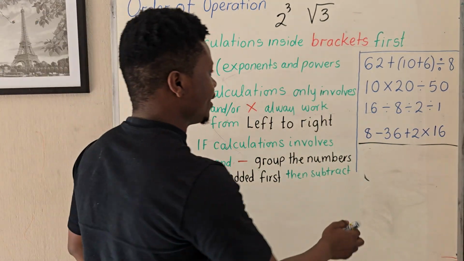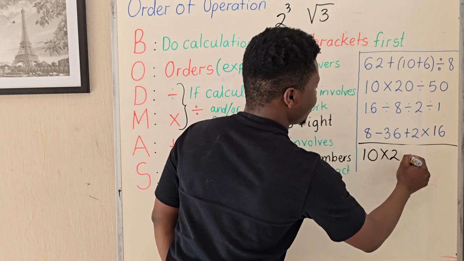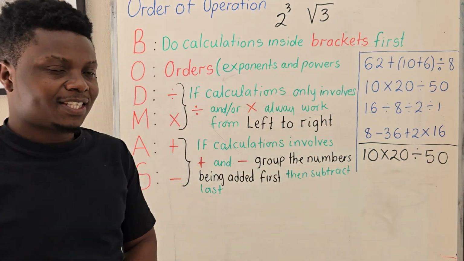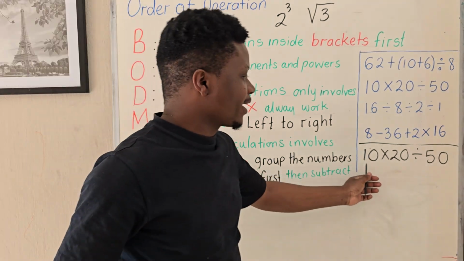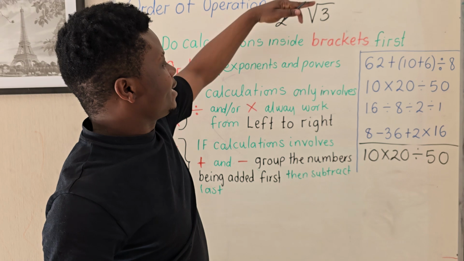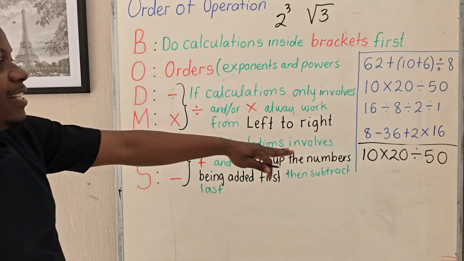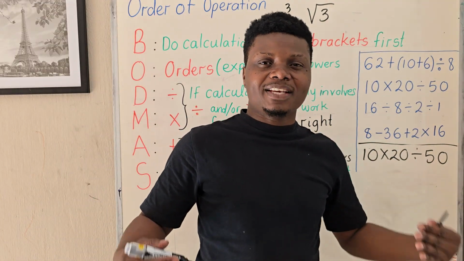How about we have another sum that says 10 times 20 divided by 50. First thing first, you always have to check, do calculations inside the brackets, no brackets. Orders, exponents and powers, no exponents and powers. Do I have division? Yes. Do I have multiplication? Yes. So that's a tricky one.